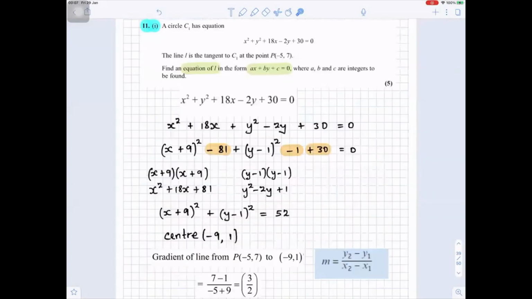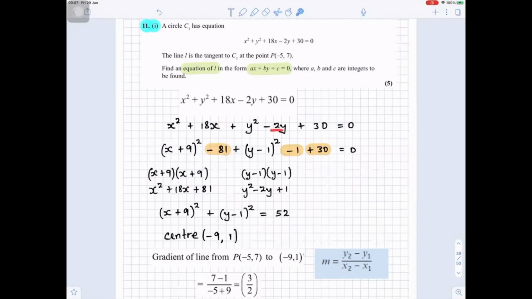First thing we want to do, we want to complete the square. Half of 18 is 9. So we have x plus 9 squared. And when you multiply x plus 9 times x plus 9, you get x squared plus 18x plus 81. So we have to minus 81 because there's no 81 here.